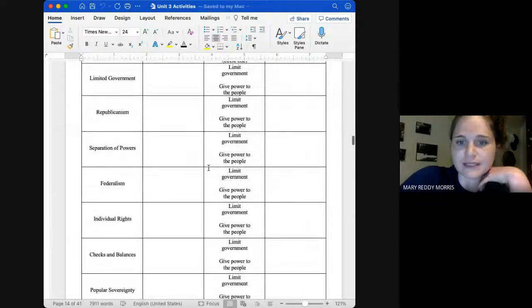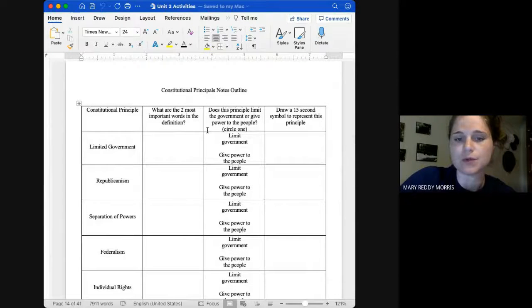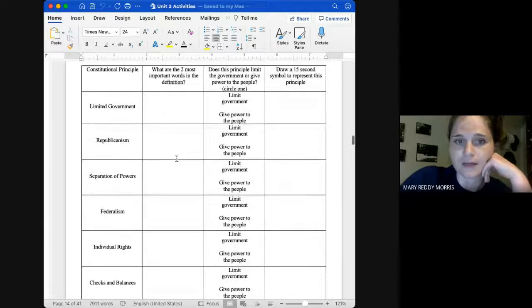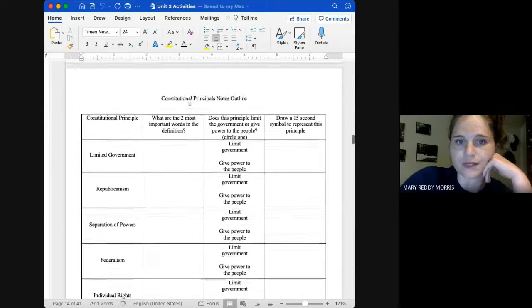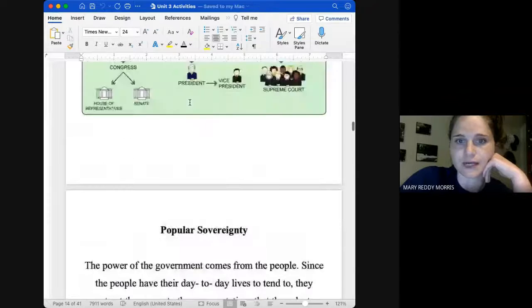And then each one of these is going to come with a note. You would print out a copy for each student to have. And I have notebooks, so my students would tape this into the notebook. So they would go to the limited government station. If you printed out 5, put it in a manila folder, or for a gallery walk, they'd walk around and they would fill this out. What are 2 important words in the definition? So taking a look at limited government here.